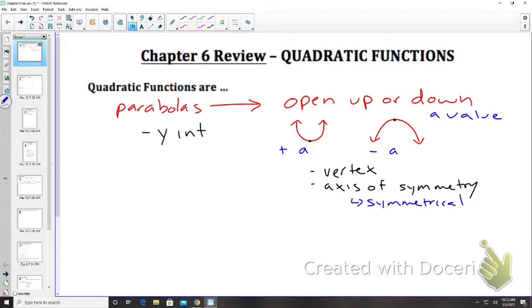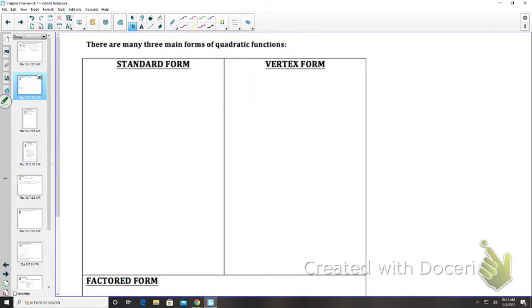Okay, good. What else? What about the degree on the exponent? That has to be power 2. Perfect. It has to be to the power of 2, so the highest degree is 2. Good. Moving on. So we have standard form and vertex form and factored form.